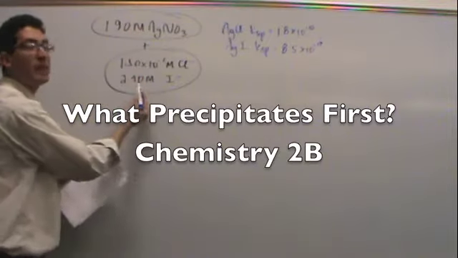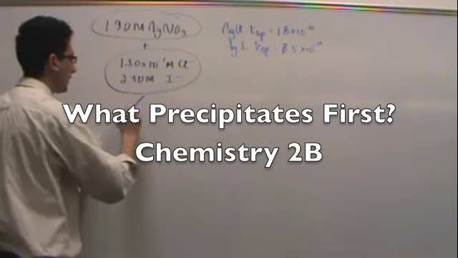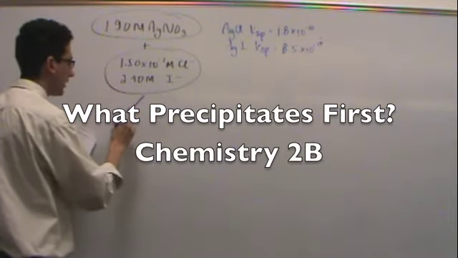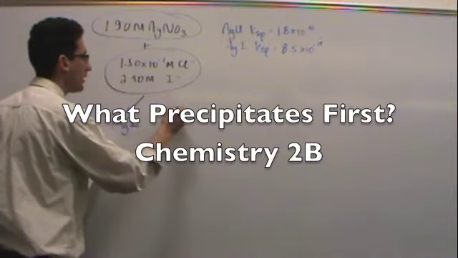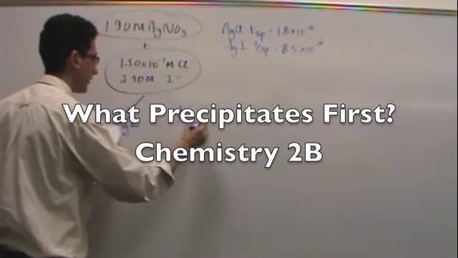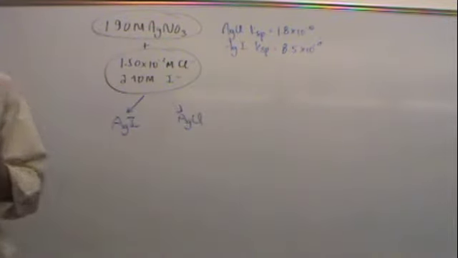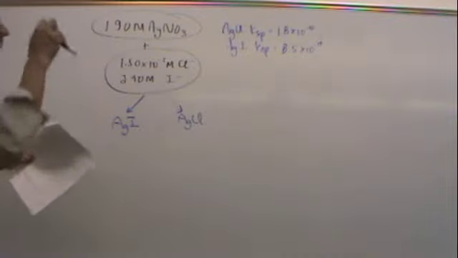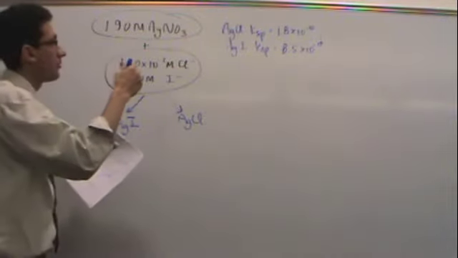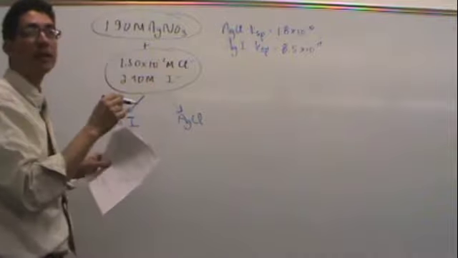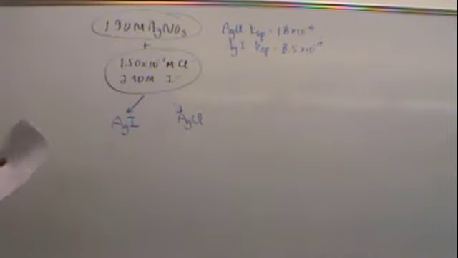If you mix this and this, you have two possibilities here. You have the AgI forming, and you have the AgCl. Okay? And the question is, which one will be the first to precipitate? Well, probably the one with the smallest K. Yeah, but we can do a calculation just if we're not sure, so you can see how the math works.